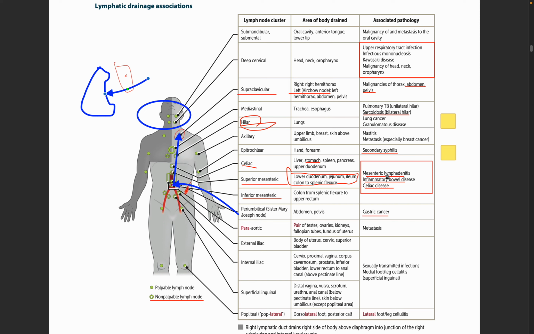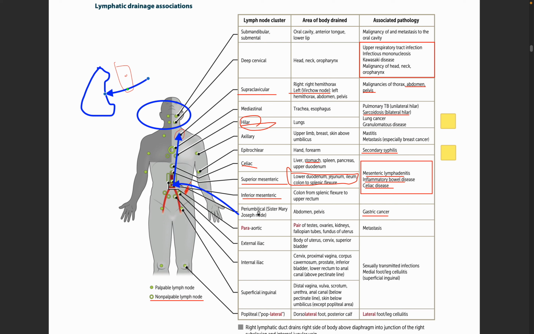Okay, so what kind of pathologies, what kind of diseases will spread through these lymph nodes? Mesenteric lymphadenitis, celiac disease and inflammatory bowel disease. These are all autoimmune diseases that are drained by these lymph nodes. That means whenever any one of these three diseases happens in a patient's body, one of the lymph node areas from these three will get enlarged. Okay, you got my point?